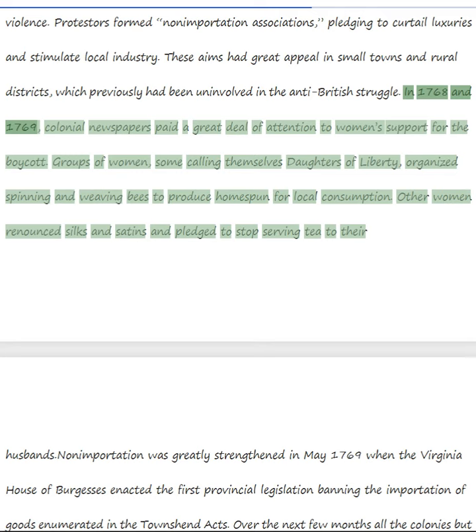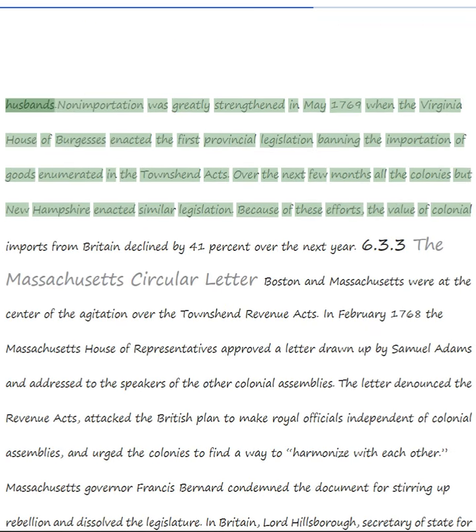In 1768 and 1769, colonial newspapers paid a great deal of attention to women's support for the boycott. Groups of women, some calling themselves Daughters of Liberty, organized spinning and weaving bees to produce homespun for local consumption. Other women renounced silks and satins and pledged to stop serving tea to their husbands.